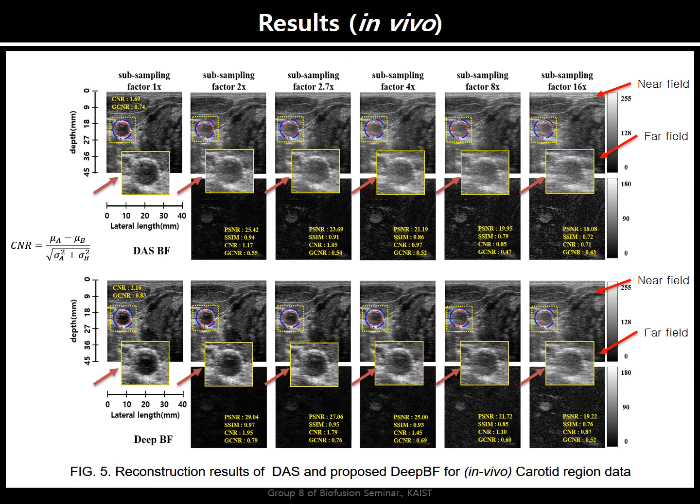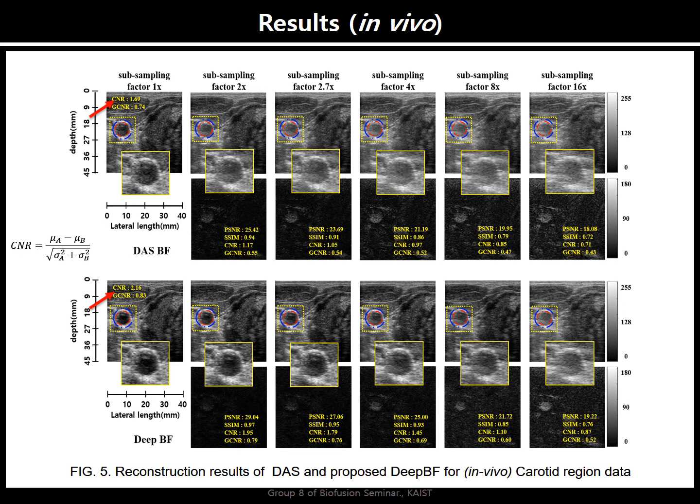Furthermore, it is remarkable that the CNR and GCNR values are significantly improved by DeepBF, even for the fully sampled case, for example, from 1.69 to 2.16 in CNR, and from 0.74 to 0.83 in GCNR. Here CNR is a measure of contrast between two regions, and it is defined as the mean difference divided by the total variance, and the GCNR is a generalized version of CNR.